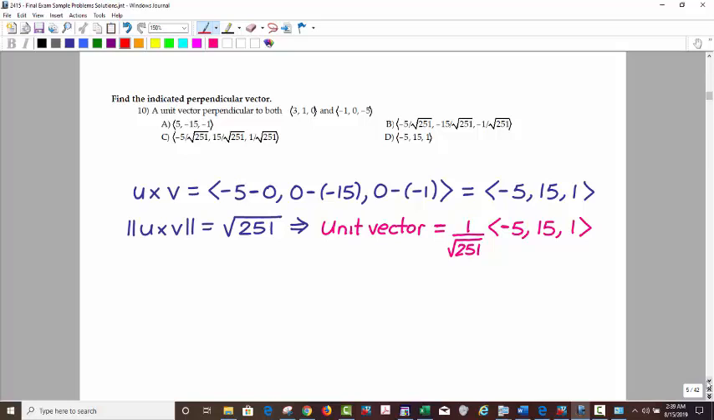Okay. All right, we're going to find a unit vector that's perpendicular to both these vectors. When you want to find a vector that's perpendicular, or more often referred to as orthogonal, to two vectors, that's just a fancy way of saying cross product. Now this one's asking for a unit vector, so we'll have to take our cross product and then convert it to a unit vector.